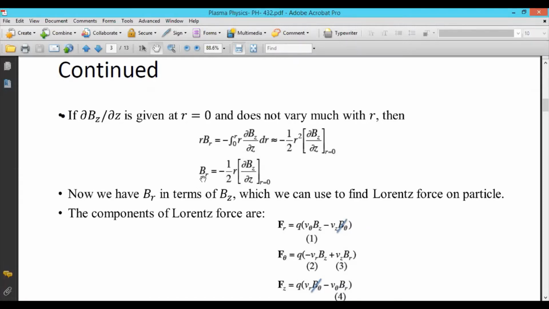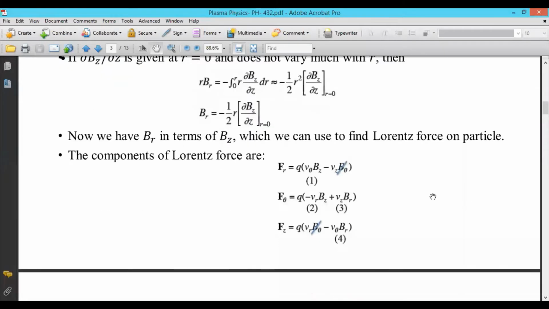Now we have obtained our magnetic field in the radial direction in terms of B of z, and from this B_r we can find the Larmor force on the particle. We know that the Larmor force is q v cross B, and if we write it in determinant form, we can find the components of the Larmor force. F of r equals q times v theta B z minus v z B theta. F of theta equals q times minus v r B z plus v z B of r. F of z equals q times v r B theta minus v theta B of r.